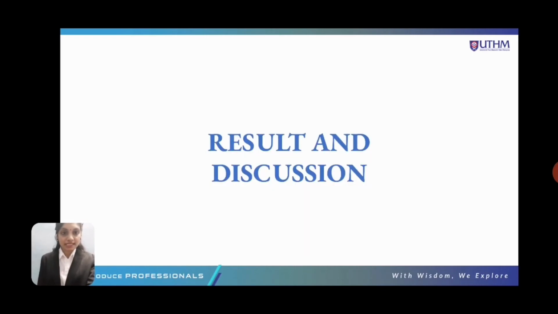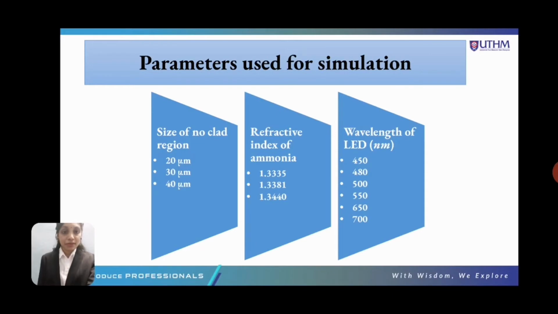The next part is the results and discussion. The parameters used for simulation are the sizes of the no-clad region, which are 20 micrometer, 30 micrometer and 40 micrometer. The refractive indices of ammonia are 1.3335, 1.3381 and 1.3440. The values of refractive index were taken from a previous research paper in order to carry on with the simulation. Meanwhile, the wavelengths of light used, in nanometers, are 450, 480, 500, 550, 650 and also 700.